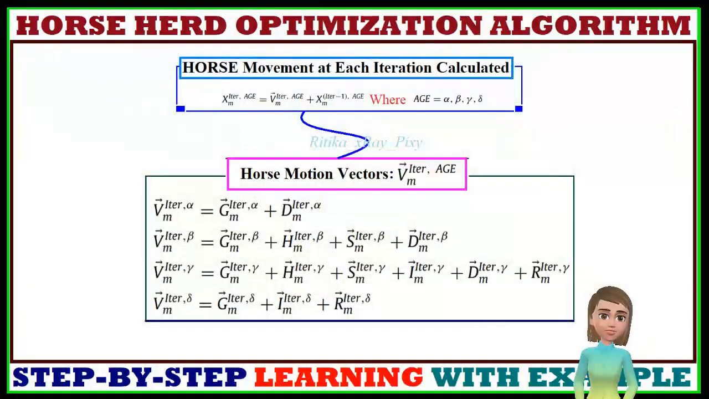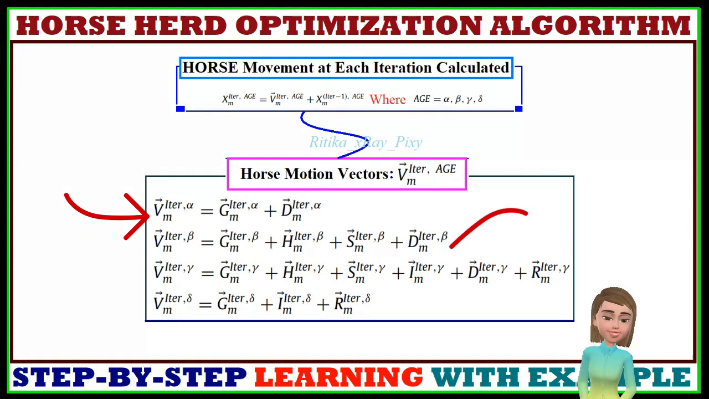Now you can see the velocity vectors for the alpha, beta, delta, gamma horses. As you can see, this is the model to update the horse position in the search space. But now the question is how we can calculate the velocity vector for the horses. For the alpha horse, you can see this is the horse grazing plus defense mechanism. For the beta horse, this is horse grazing plus hierarchy plus socialism plus defense mechanism.